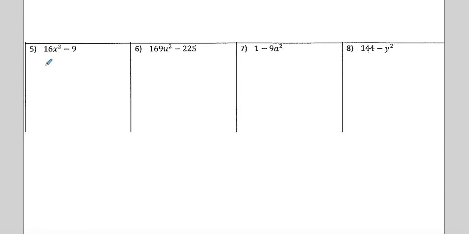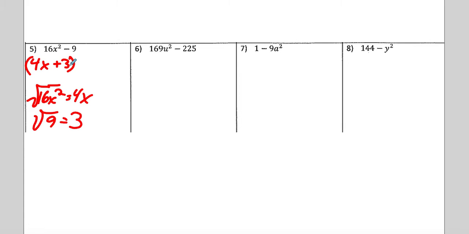Let's keep rolling with this. Two terms being subtracted. Square root of 16x squared is 4x. Square root of 9 is 3. So 4x plus 3, 4x minus 3. Boom.